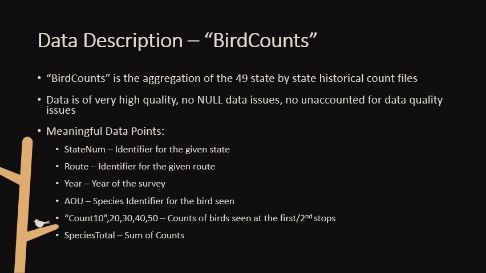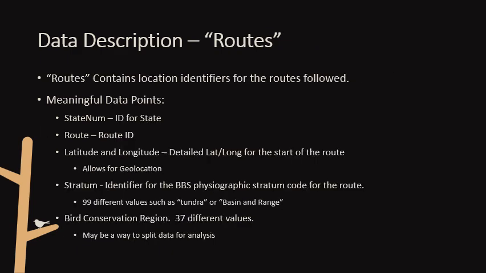So a sum of the first 10 stops, the second 10, third 10, fourth 10, fifth 10, along that route of the species found on the route in the state in the year. And then there's also a species total, which is kind of the grand total. So those are the numbers that we have from that table.